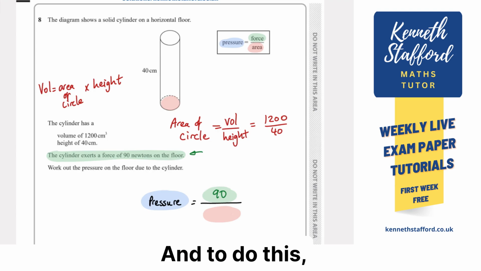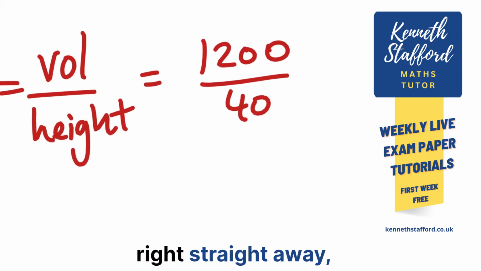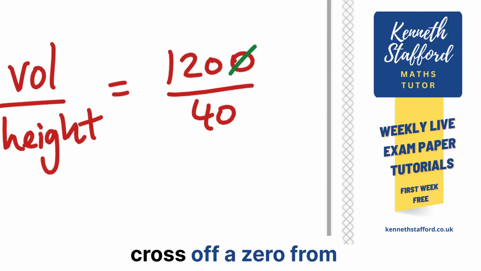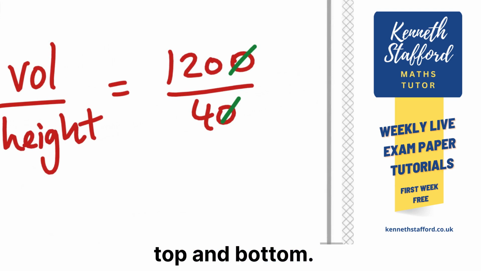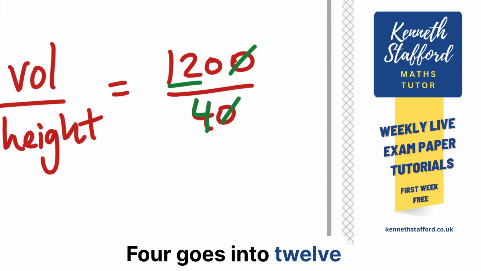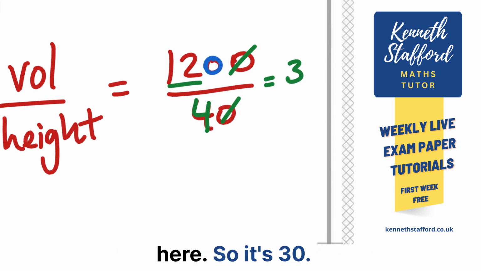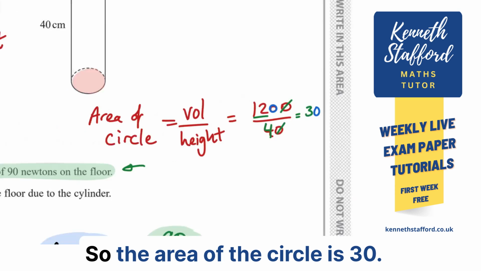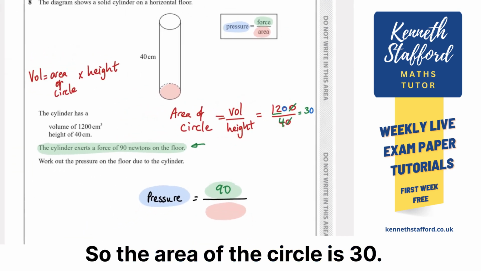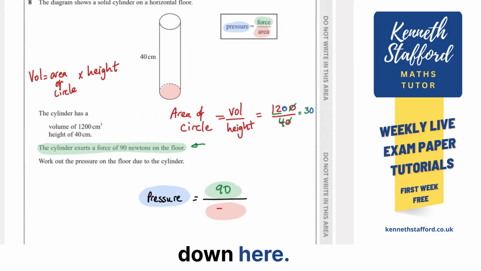And to do this, what I would do is think, right, straight away, cross off a 0 from top and bottom. And then I'm dividing this 4 into 12. 4 goes into 12 3 times. And we have that extra 0 here. So it's 30. So the area of the circle is 30. So we can put that straight down here.